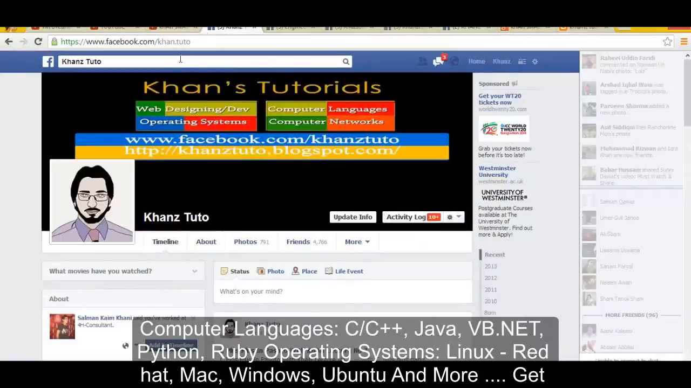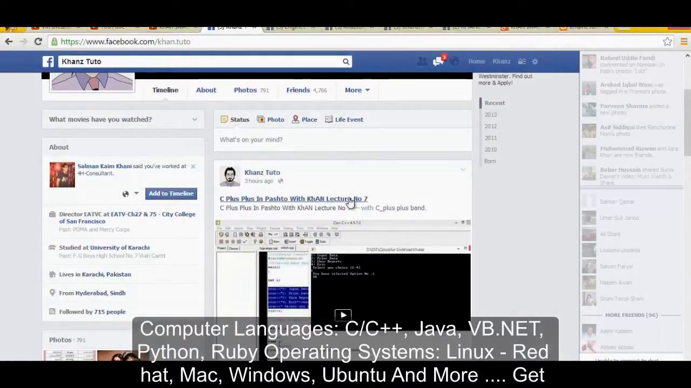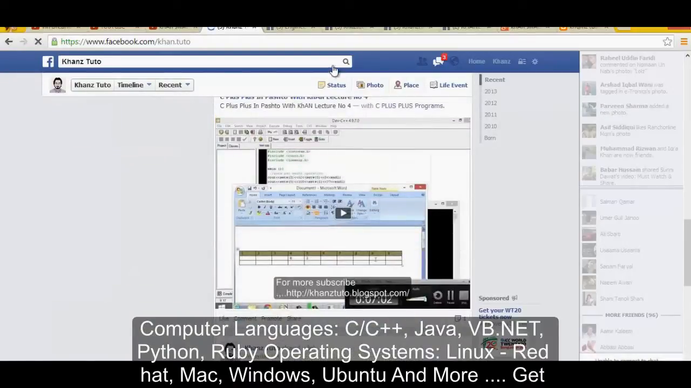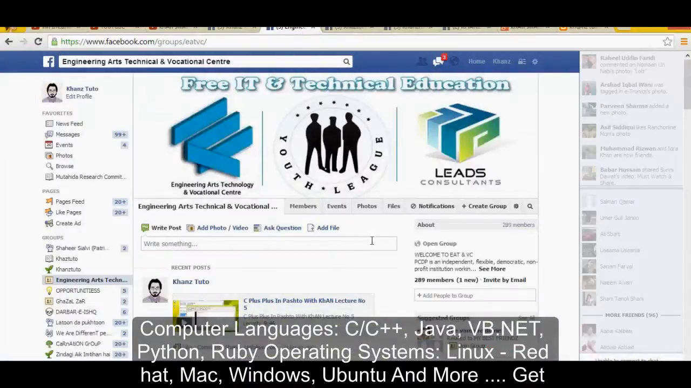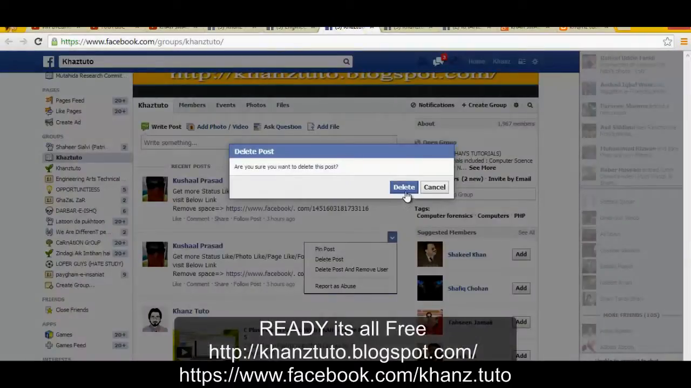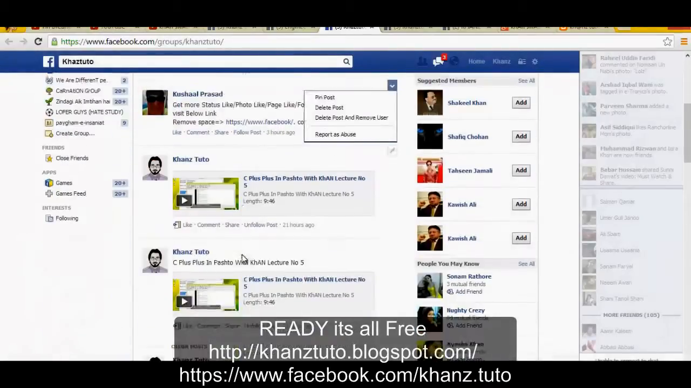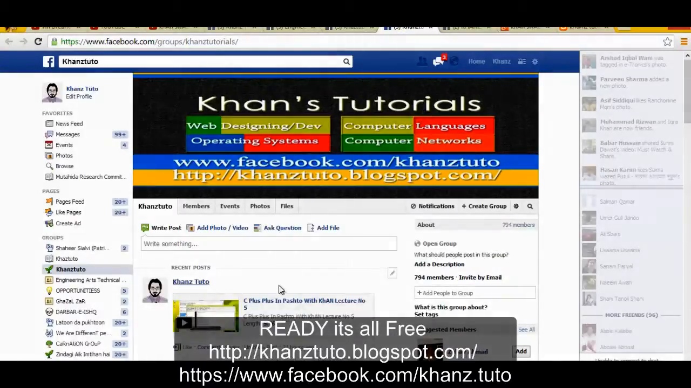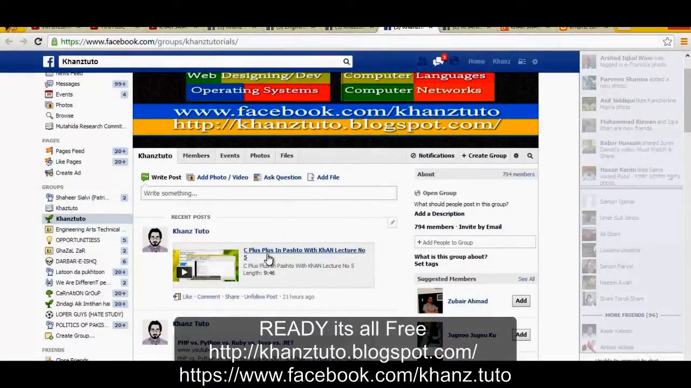This is our Facebook account. You can find Facebook videos of different languages and computer courses. You can go to our group. This is also our group. Our videos will be displayed over here. And this is the Khan Tutus official group. This is the address of the group, facebook.group.khantutus. This is also a group, and you can avail the videos.